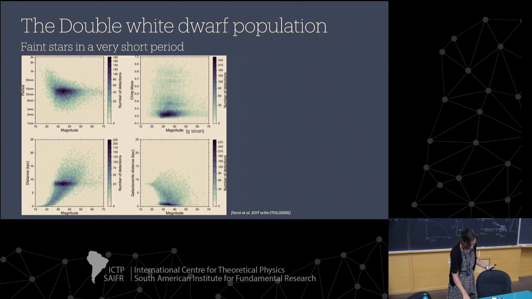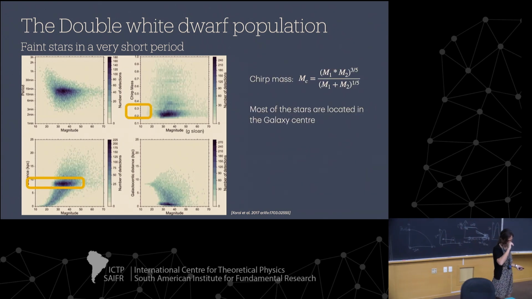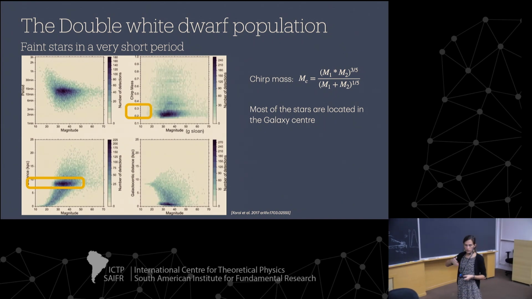So this is the population of double white dwarfs that we are going to detect. Well, it's simulated, right? So evolution of the galaxy and so on, evolution of binaries. It's a very elaborate simulation. But basically, you see that the bulk of the population will be of a chirp mass that is around 0.25. And here you have the distance from Earth. So the bulk of the population is around 8 kiloparsec, which is the distance from us to the center of the galaxy. And so, of course, many more of them will be detected at that distance.